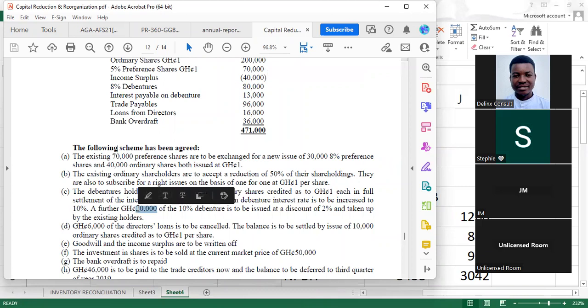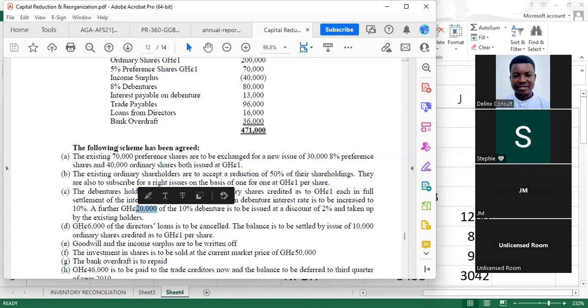I issue 20,000. It's 19,800. No, the 19,800 is the money that we are collecting from them, and we are going to take the expense, which is 200. So you can see that the company received cash 19,800 and expense 200, which is 20,000. So the debenture will still be valued at 20,000.